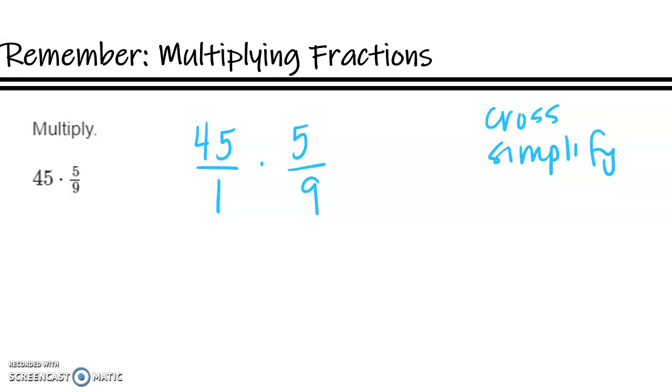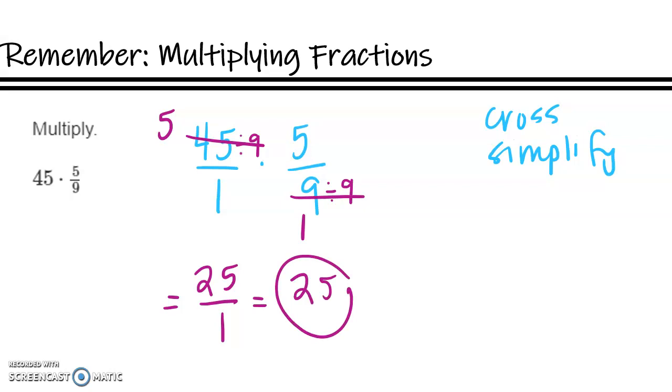So I know that 9 goes into 45 because 9 times 5 is 45. So I can divide this by 9 and I can divide this by 9. Again, they do have to be diagonal from one another. So this turns to a 1, this turns to a 5. Now I have 5 over 1 times 5 over 1. That's 25 over 1. 5 times 5, 1 times 1, and that just simplifies to 25.